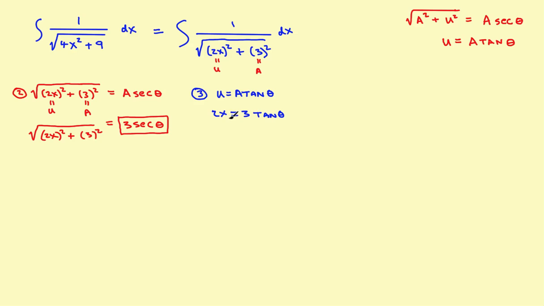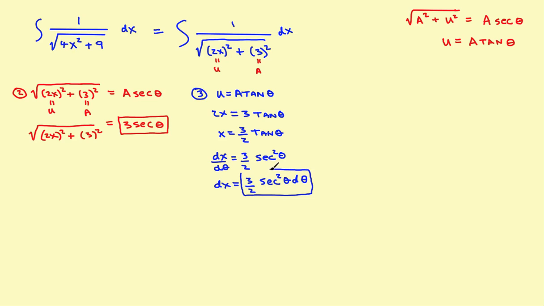We'll go ahead and solve this thing for x. So x would be equal to 3/2 times the tangent of theta. Now, you don't want x, you want dx, so let's go ahead and take the derivative of this. So the derivative of x with respect to theta, the derivative of a constant, there's the constant 3/2, and the derivative of the tangent is the secant squared. So that gets you to dx would be equal to 3/2 times the secant squared, and then d theta. So there is dx expressed in terms of theta.